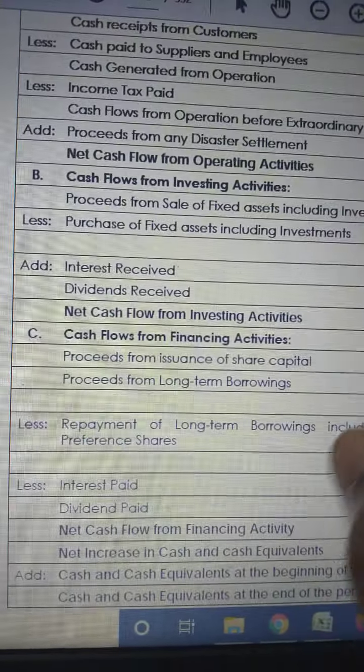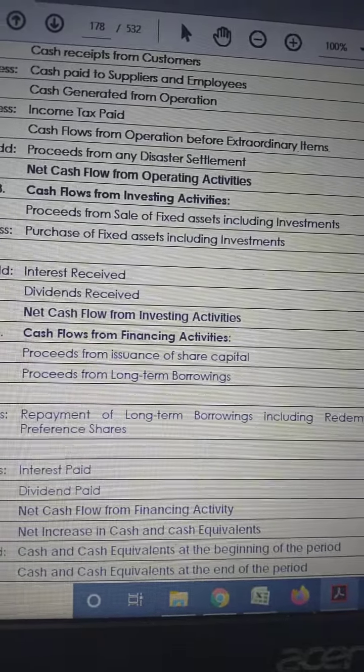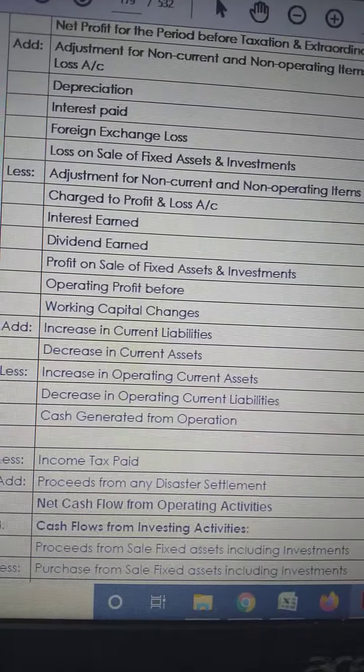Okay. So this is your direct method. From an examination point of view, the direct method is not very important. The indirect method is very, very important. Okay. Then what about the indirect method?